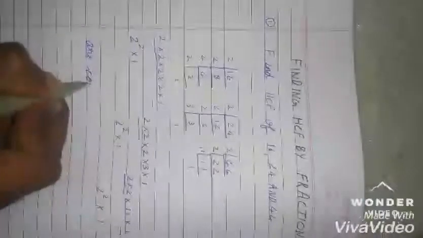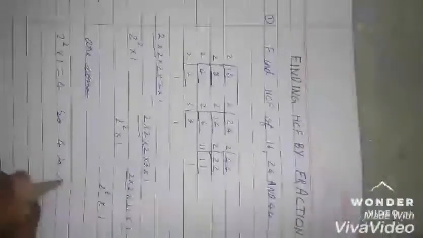So as the value of 2 square into 1 is equal to 4, the HCF of 16, 24 and 44 is 4. So that ends sum 1. We'll be doing another sum on this.